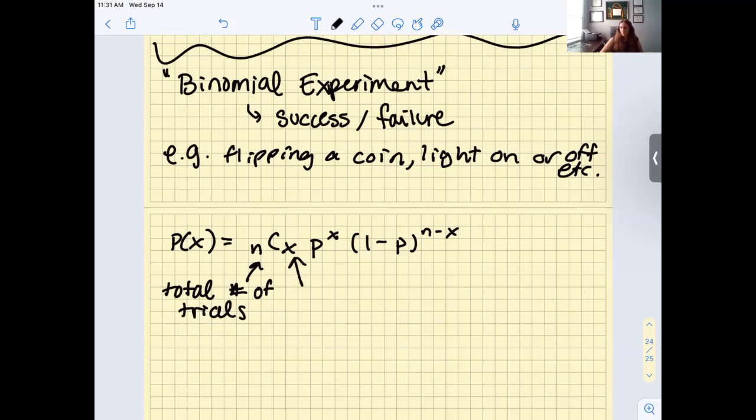The X stands for how many of them I want to be a success. So if I flip a coin 100 times, what's the probability of 30 of them being heads? That 30 would be the X. So it's our number of successes that we're looking for. P represents the probability of the success. So if I'm talking heads, tails, it's 50%, but you can still have things that are binomial that have uneven probabilities of occurring, right? So it's whatever the probability is of your success.